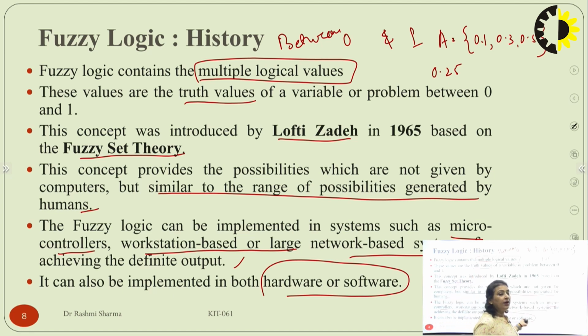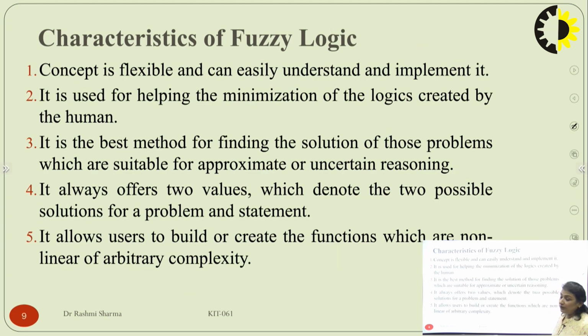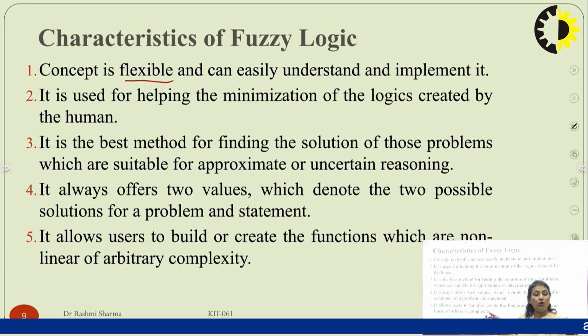So here the hardware comes into the picture, and how hardware works is through the programming which is done by this particular software. So what are the different characteristics of fuzzy logic? First, the concept is flexible. Obviously, it has values between 0 and 1, so it gives flexibility of all the values between 0 and 1. It can be easily understood and it can be implemented in your real life.